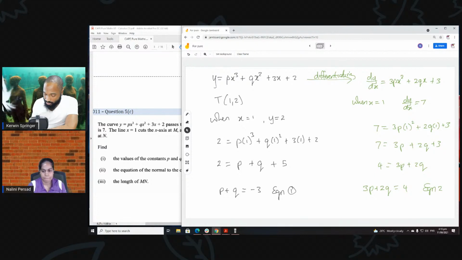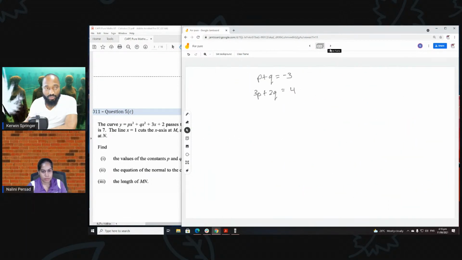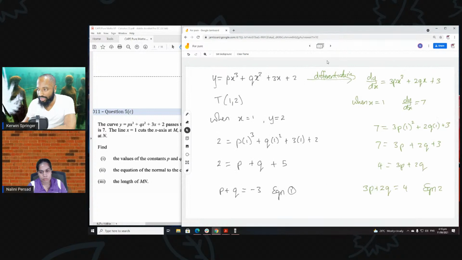3p plus 2q is equal to 4. So whatever method you're feeling to use here, use elimination, use substitution, use calculation. You can type this up in your calculator, but I guess it's overkill. You could probably use it to verify your answer when you finish.